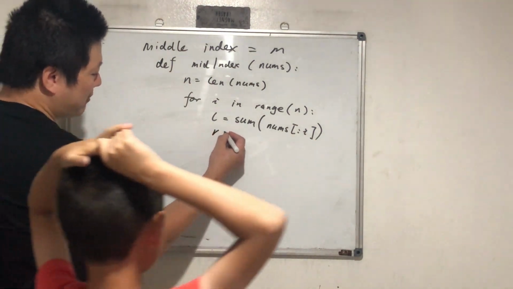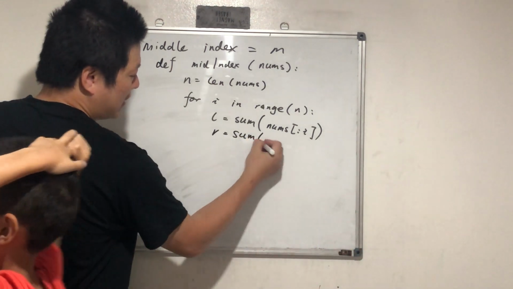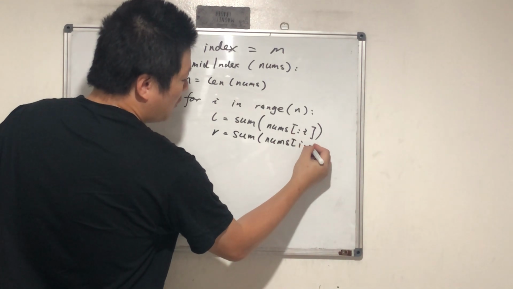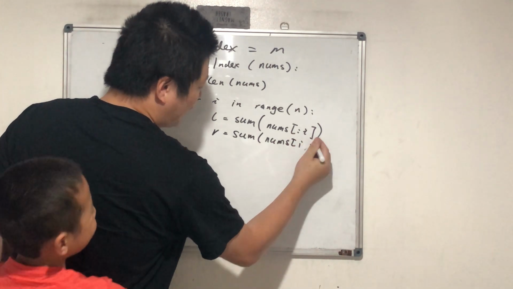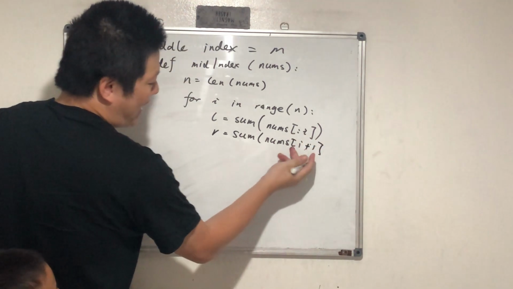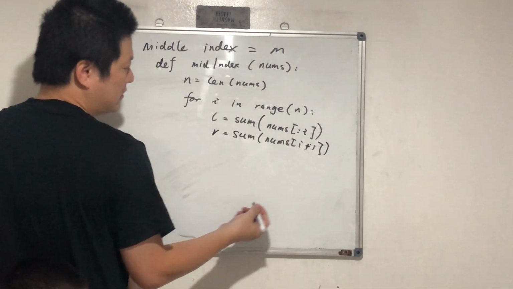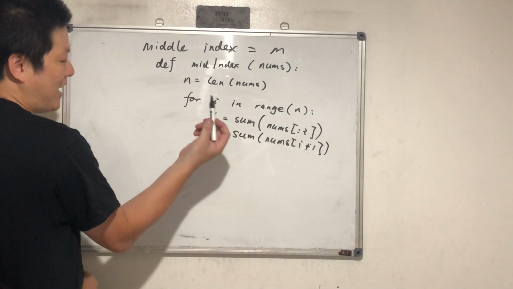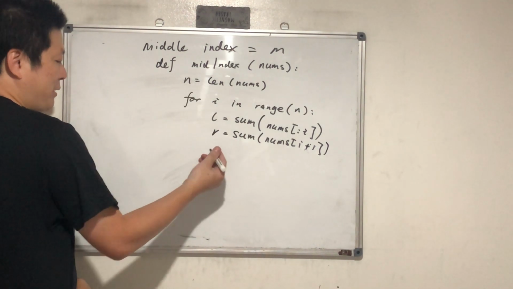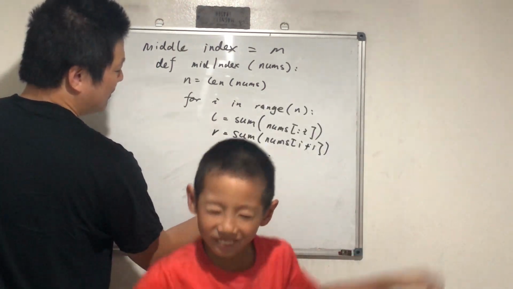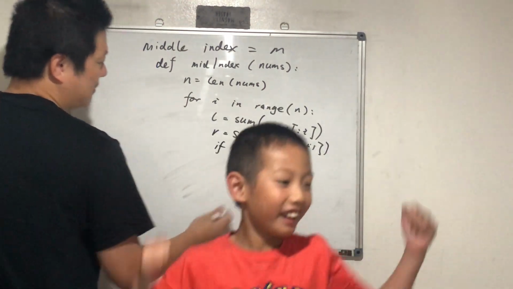And the right part will be what? Sum of nums from i plus 1. Can you tell me why we skip the nums i? Because i is the middle. If L equals the right sum, then we return what?